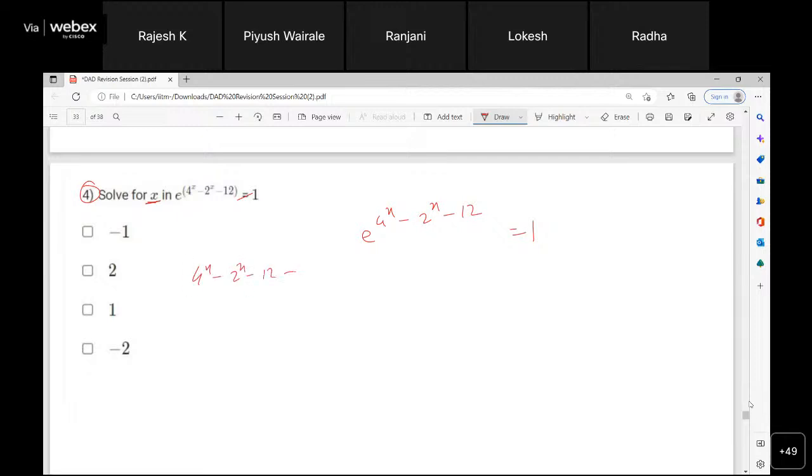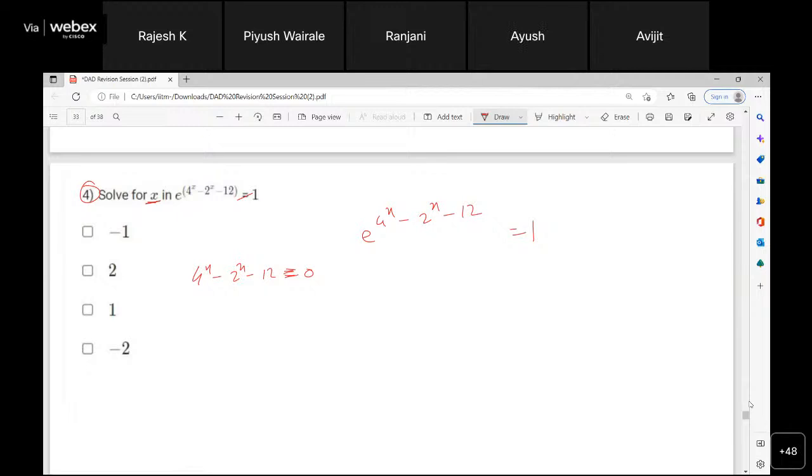Then we add log on both sides. First, we'll take this approach. So we equate it to 0. Then how to proceed further? We transfer the 12 to the other side. So it's 4 raised to x minus 2 raised to x is equal to 12. Then what do you do?